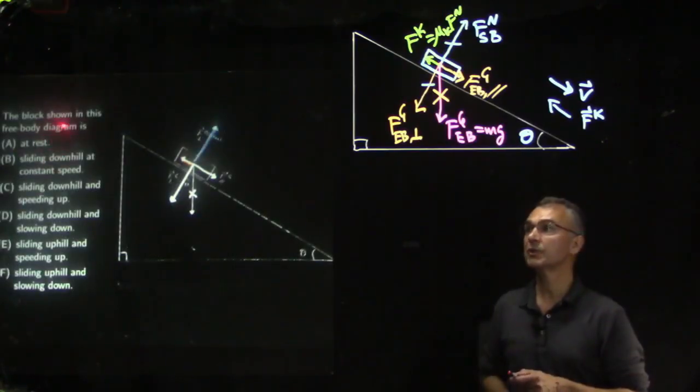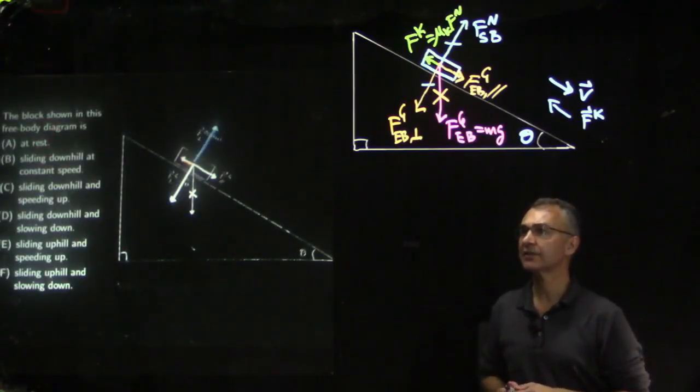The block shown in this free body diagram: is it at rest? Is it sliding downhill at constant speed? Is it sliding downhill and speeding up? Is it sliding downhill and slowing down? Is it sliding uphill and speeding up? Is it sliding uphill and slowing down?